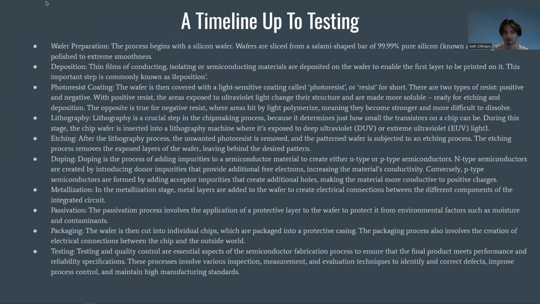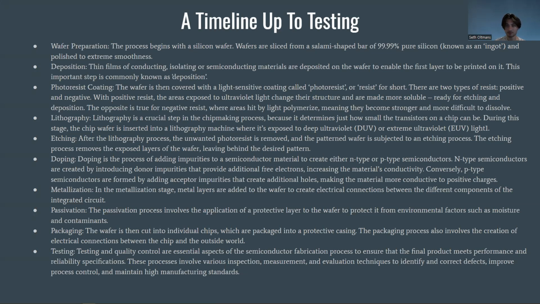All right, so here's the timeline up to testing. There are wafer preparation phases. The process begins with a silicon wafer. Wafers are sliced into the little discs you see in documentaries and such. Then there's a deposition phase, which gives you thin films of semiconductor materials to let the first layer get printed.